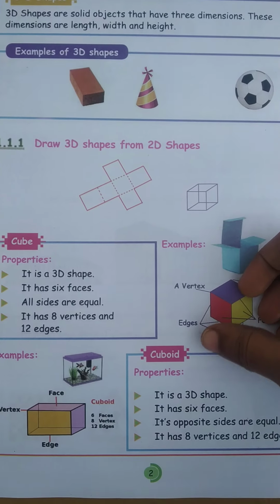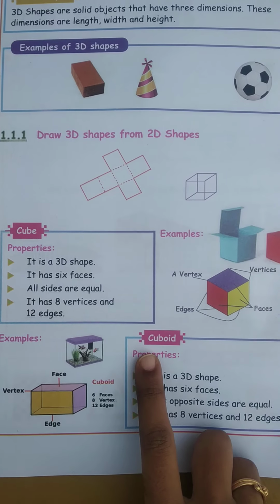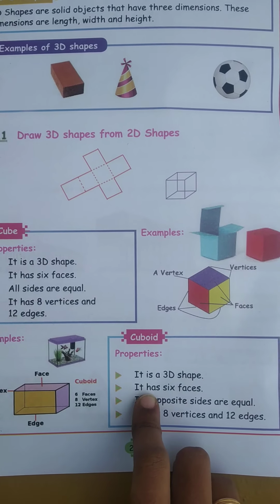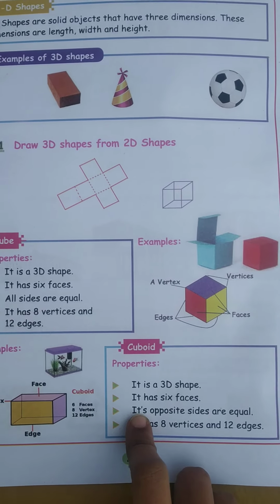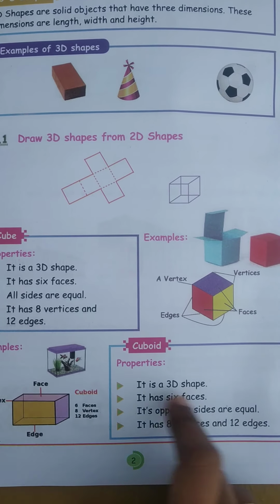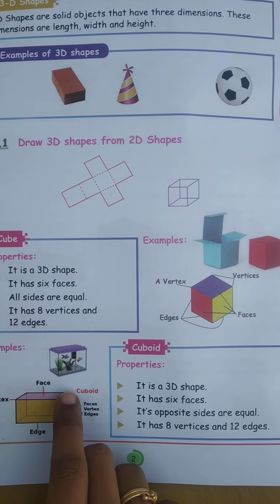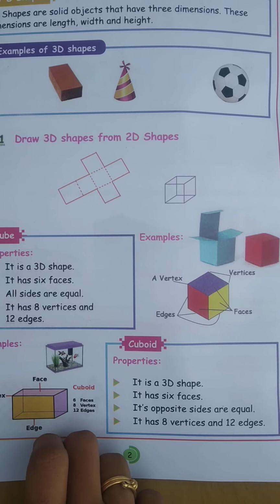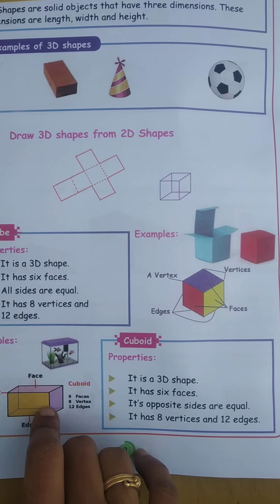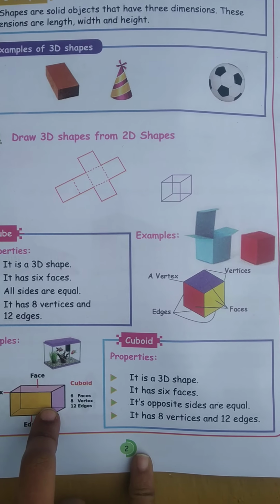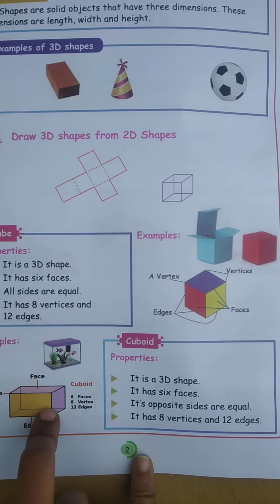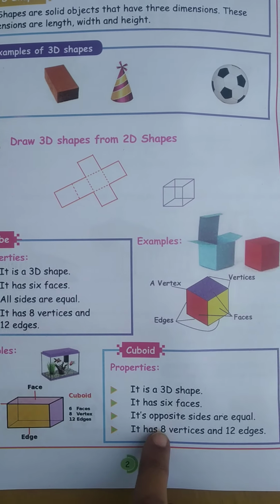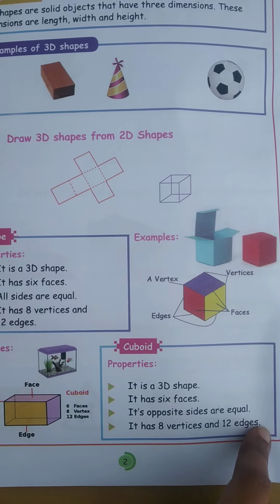Next, the cuboid. It is also a 3D shape. It has 6 faces. Its opposite sides are equal. See here, it will have 2 square faces and 4 rectangular faces. About edges, faces and vertices, I told you everything in the basic class itself. It has 8 vertices and 12 edges.